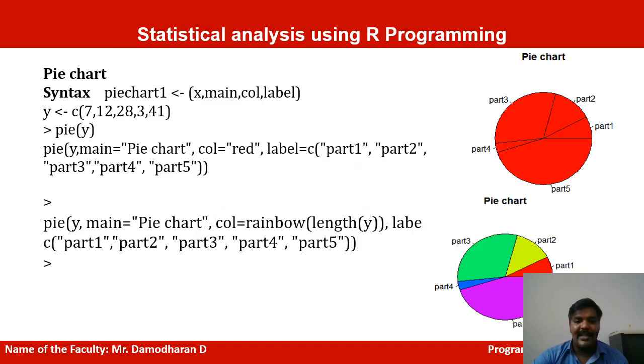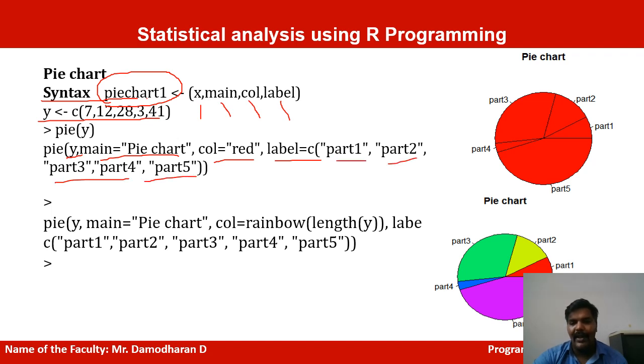Next, this is the basic syntax of the pie chart once again. The vector name is here the pie chart. x is the vector, main is the title of the pie chart, then the colors we have to use, and labels. This is the syntax. For this example, these values are divided. Main is the name pie chart, the color is red, with labels part 1, part 2, part 3, part 4, part 5. It will fill. If we use the rainbow color instead, all the colors will be used.